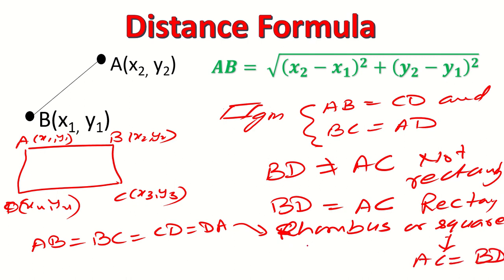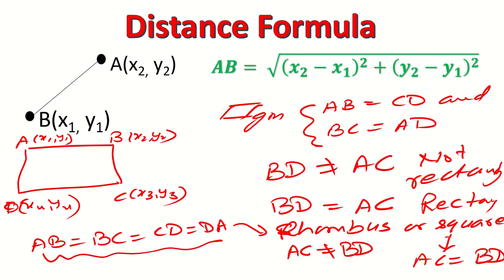But if they say show that it is a rhombus but not a square, what will you do here? You will show that AC is not equal to BD, but you will compulsorily show that all the four sides are equal. Okay, so I'm sure you will remember all these things.